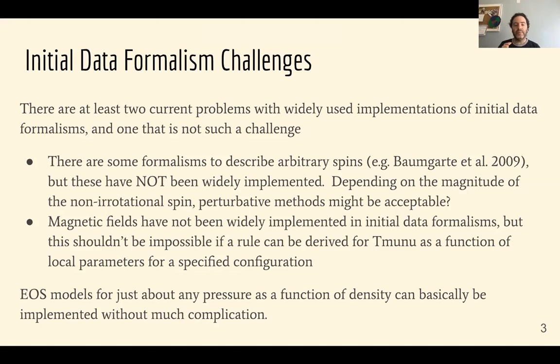The one bit of physics that's less of a challenge to implement is any model involving the equation of state. So long as you can write down the pressure as a function of density, and typically assuming that that function is monotonic, you can basically implement just about any scheme you want without a great deal of complication. There's not any strong assumptions in Lorene about what the equation of state really has to look like. There's a number of different models that can be used to describe equations of state. It's a matter of choosing the one that best meets your needs.